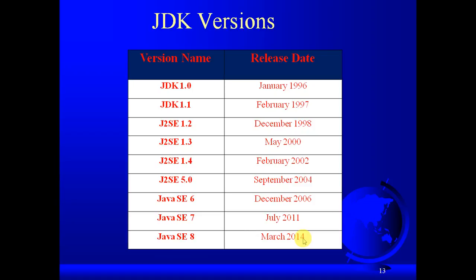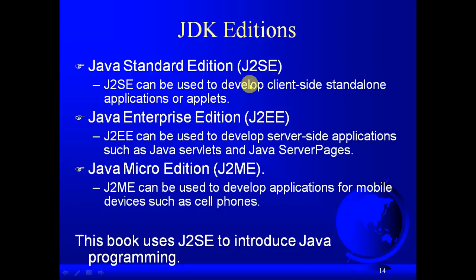But this is the current version we are using in our environment. Somebody may use Java SE 7 also. Okay. Next, these are the Java editions. Java Standard Edition, J2SE, can be used to develop client-server and standalone applications. Java Enterprise Edition can be used to develop server-side applications such as Java servlets and Java Server Pages. Java Micro Edition can be used to develop applications for mobile devices such as cell phones. So these are the various editions.